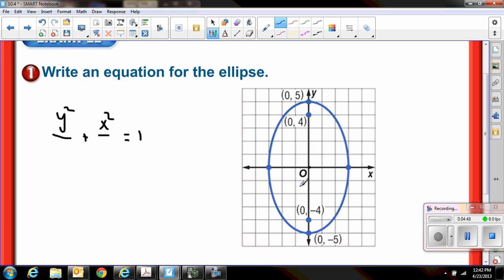Well, let's start with a. A is half of your major axis. So we already said major axis was this one here. So half of that would be from the center to that vertex. That's a length of 5. So that means A is 5 units. So over here, I need y squared over a squared. 5 squared gives me 25.